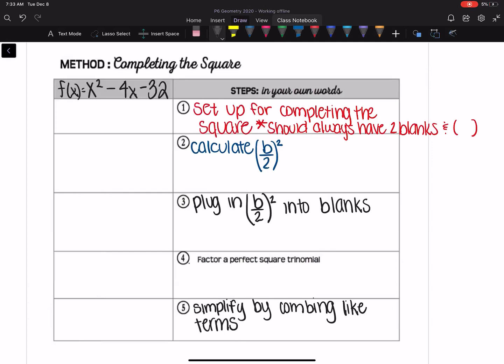So I'm going to go through this guided example on completing the square as a review from Unit 3. I've got this function here, x squared minus 4x minus 32. Whenever we were completing the square in Unit 3, our goal was to take a function that was in standard form, and we wanted to convert it to vertex form.